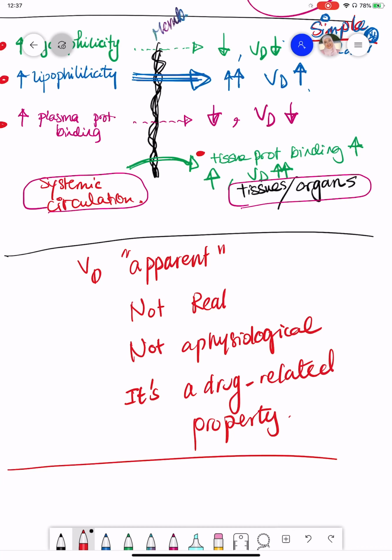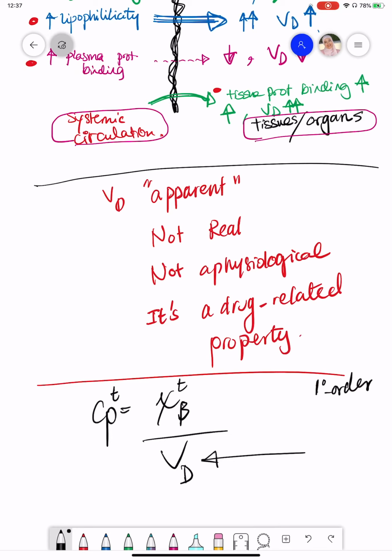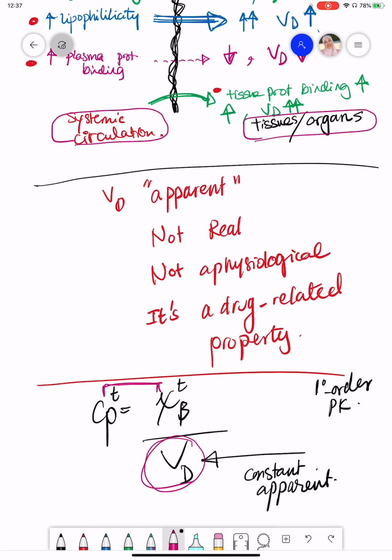So from now on, when I say that the concentration measured in the plasma equals the amount in the body at a certain time over the apparent volume of distribution, we know for now that we are talking, again under the condition of first order kinetics, about a constant apparent volume of distribution, that it's a drug-related property, that it's not physiological, and it's just a factor that we are using to relate those two important terms to each other. And I will stop here and I will continue later.